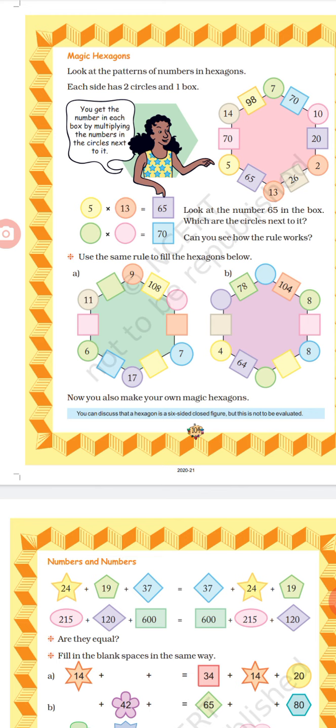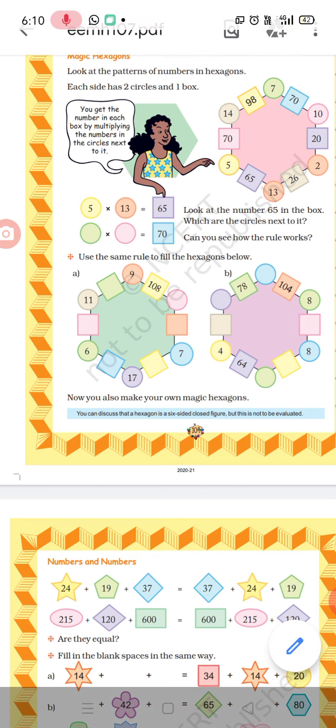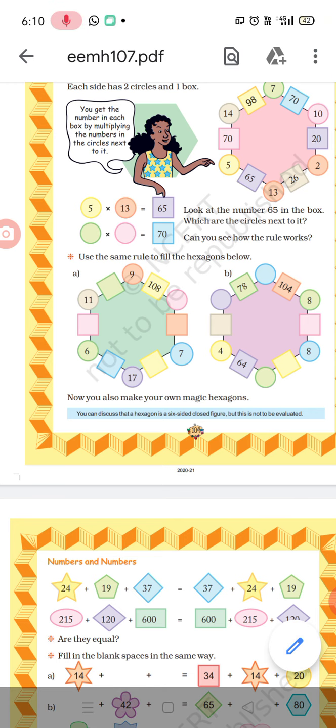Okay. Then now 6 and 11 are remaining. Again two circles, we are going to multiply both of them. So 11 sixes are 66. Okay. Now let me repeat once again, so that if there is any confusion in your mind, then it can be cleared.